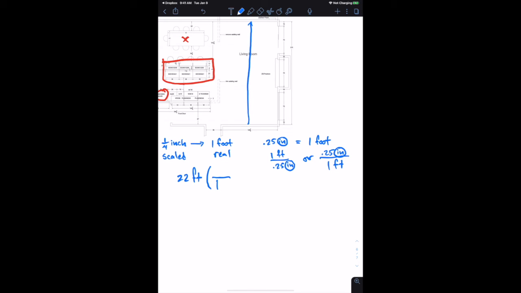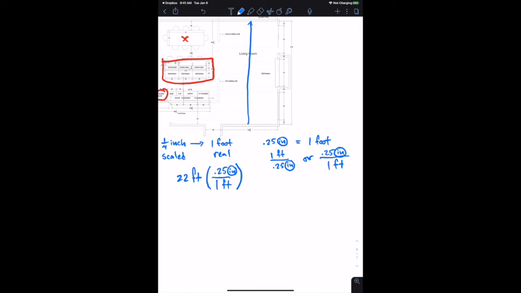We call that the multiplication factor, and there's 1 foot down here. And the reason why I put 1 foot down is because feet are going to cancel when this works. I'll show you how. And then I put the 0.25 inches, and I'm going to circle that because that's the scaled inches. And then I'm going to close this off.